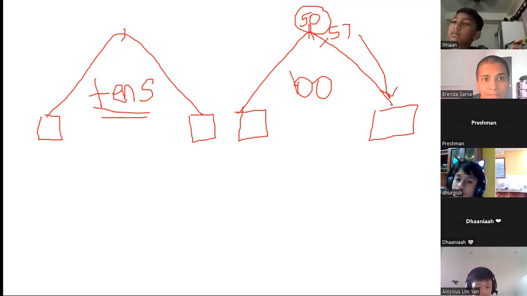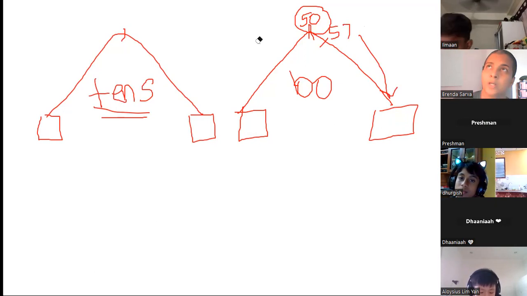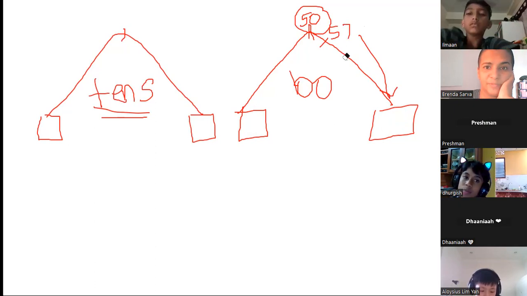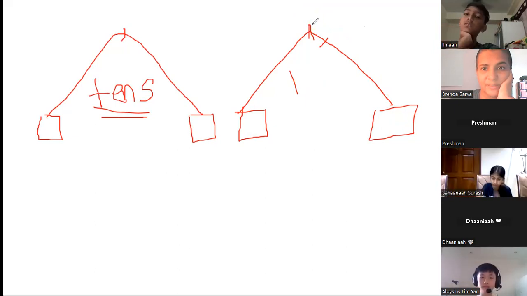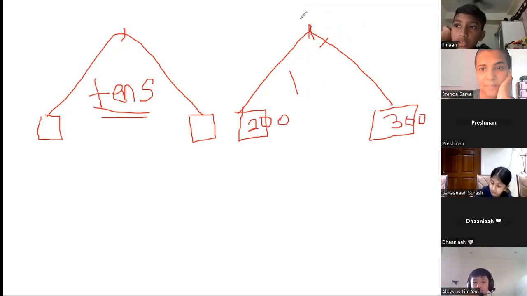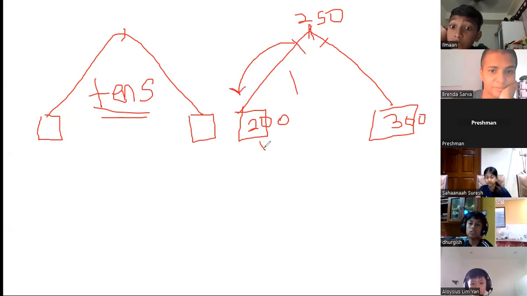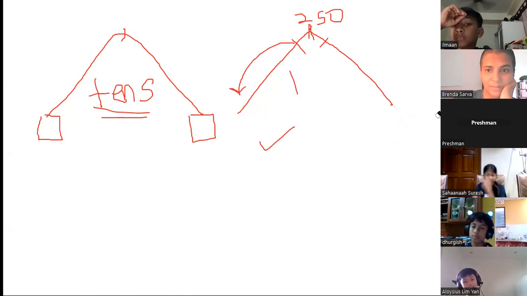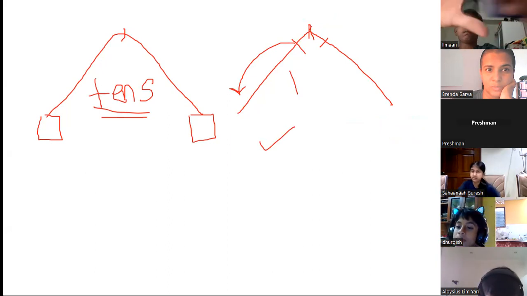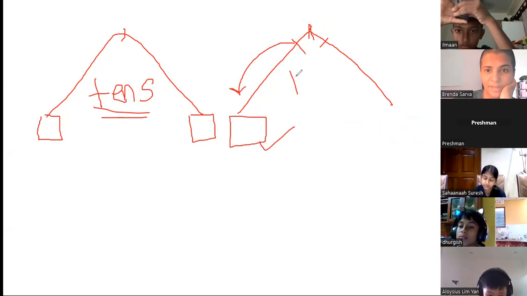Now, I'm going to give you another example. 245. Let's clear this. 245 means here it's 200, here it's 300. The middle would be 250. So 245 is somewhere here. Where would you round off? 200. Understand? Okay, 250 next goes to 300.